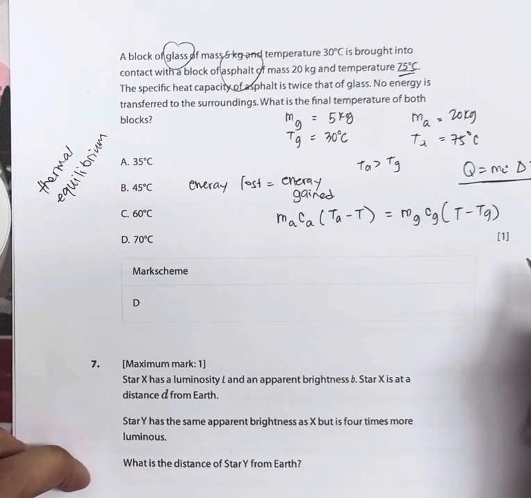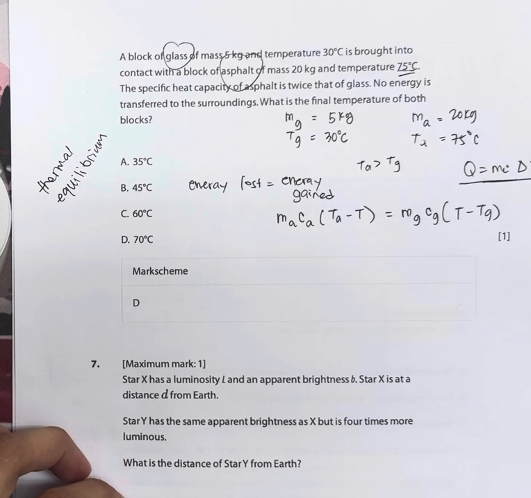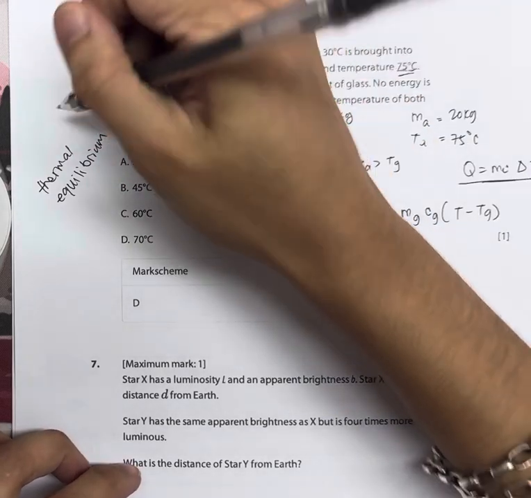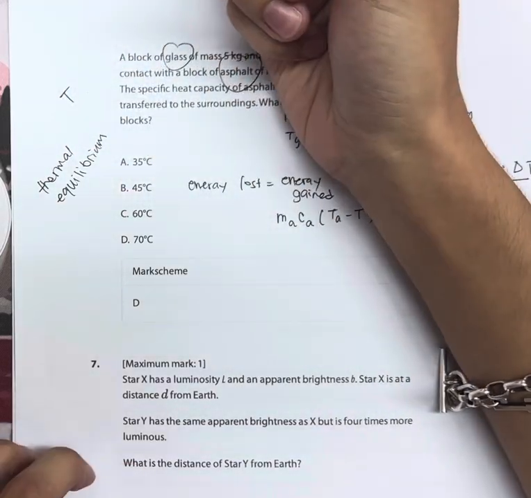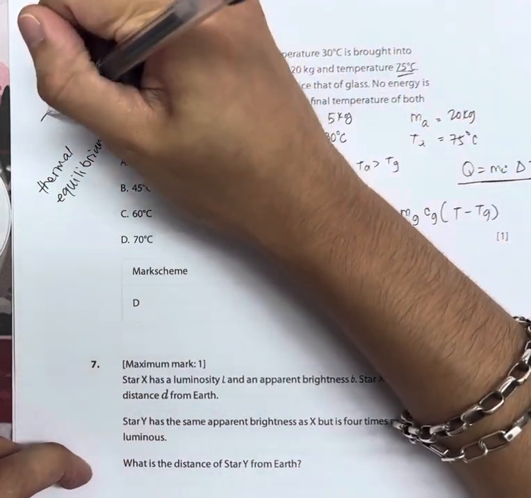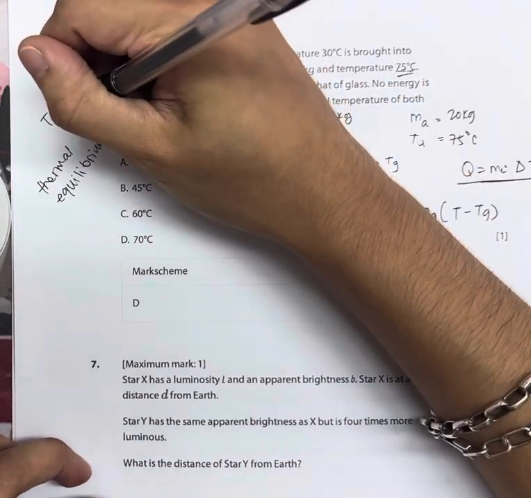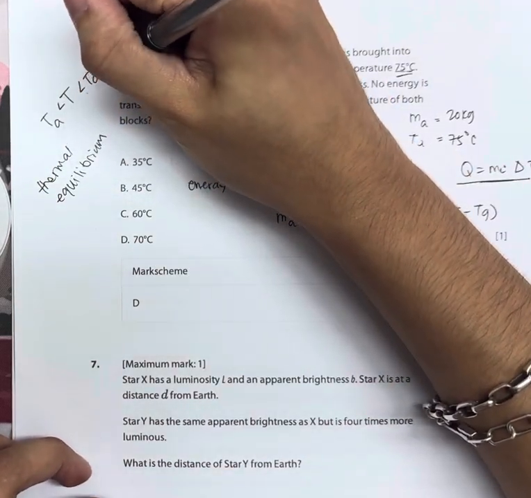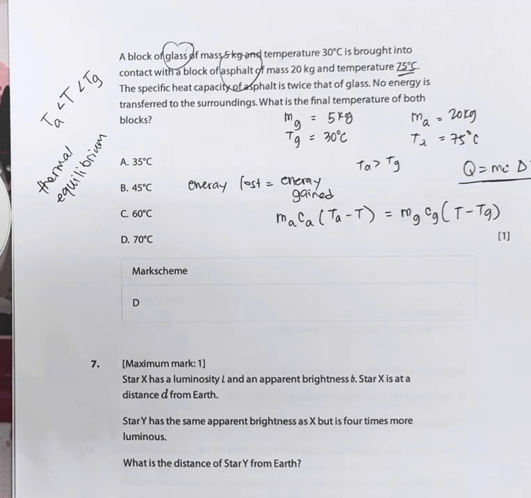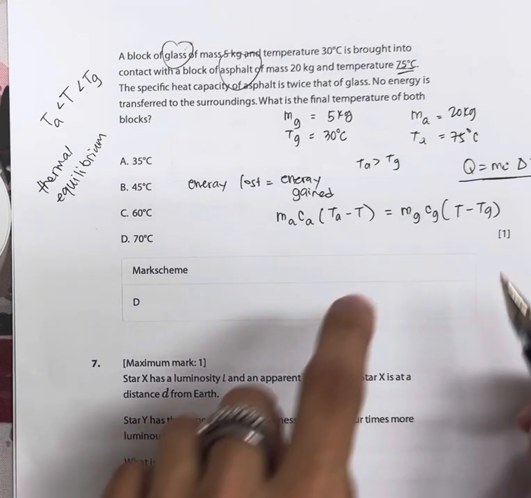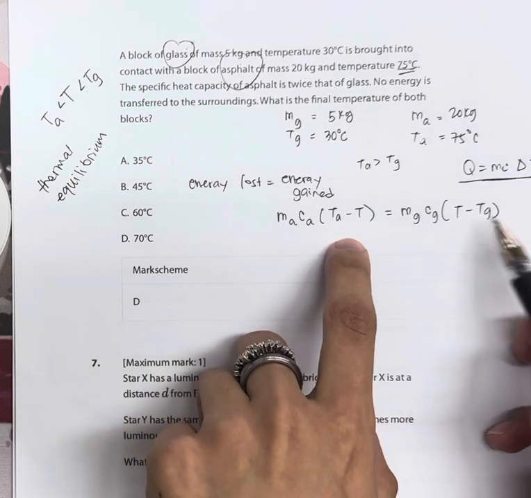Okay, so if you want to further imagine that, it's like the temperature that I'm looking for must be in between the temperature of asphalt and the temperature of glass. Okay? So that is the reasoning behind this setup.